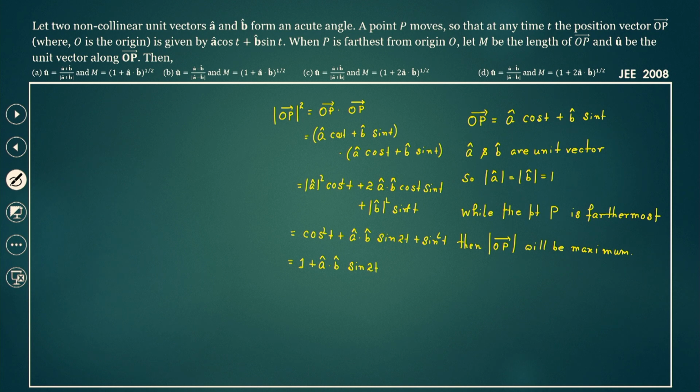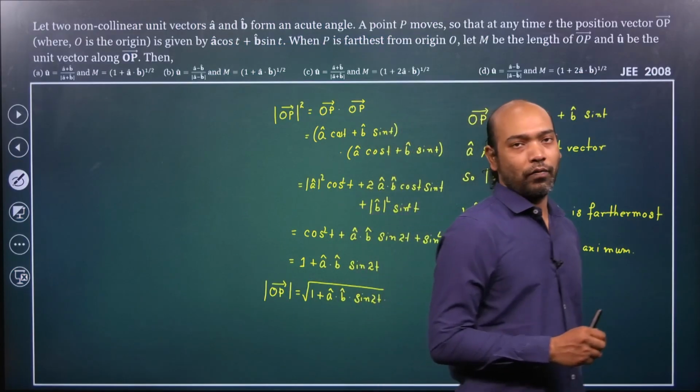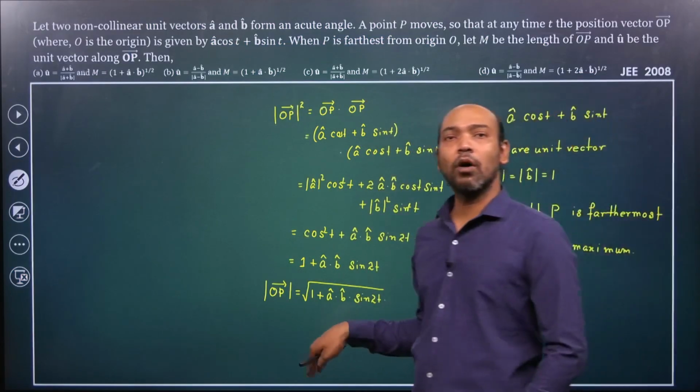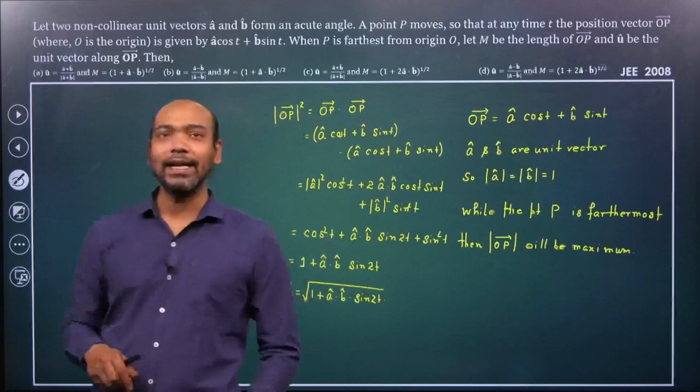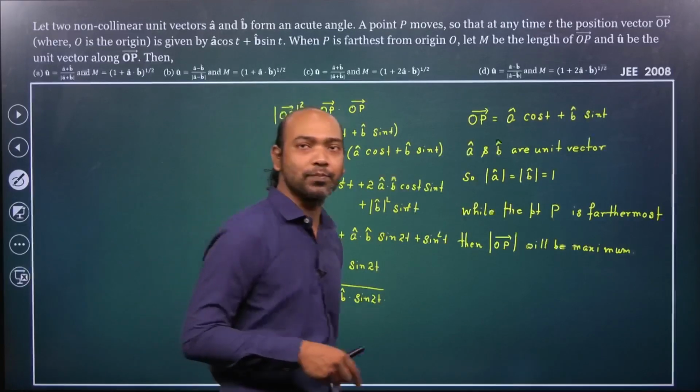So therefore we can say that the modulus or the absolute value of OP is given by 1 plus A cap dot B cap sin 2t. That's it. Now we need to find the maximum value of that mod OP, which is defined as m in this problem.